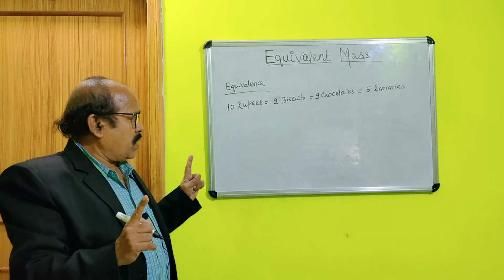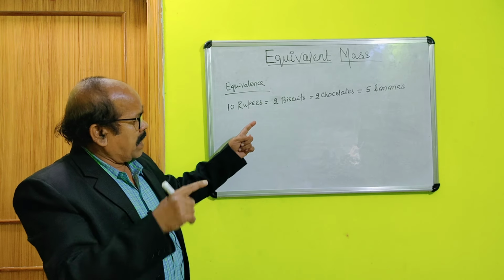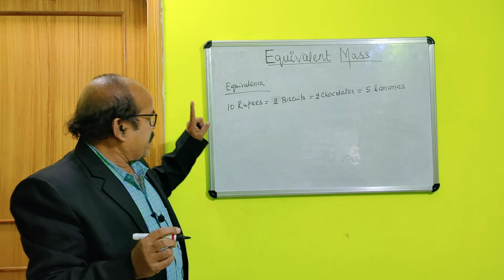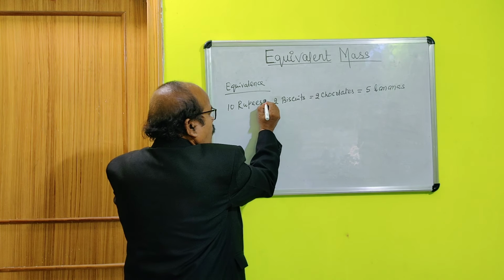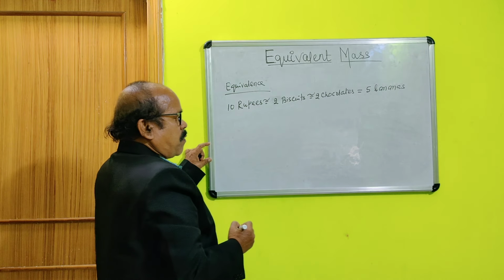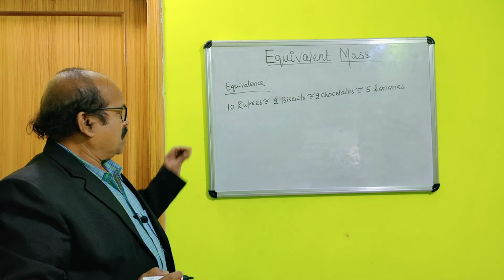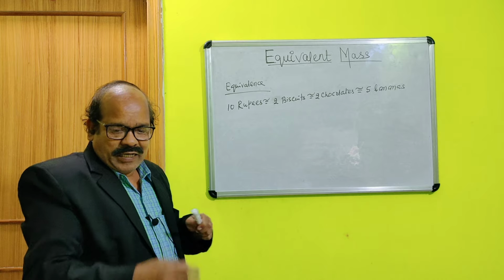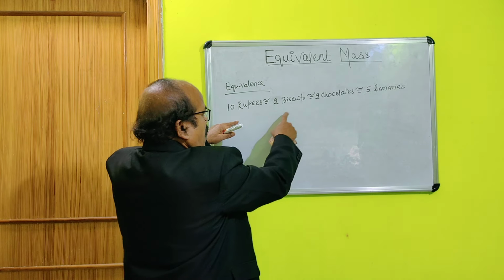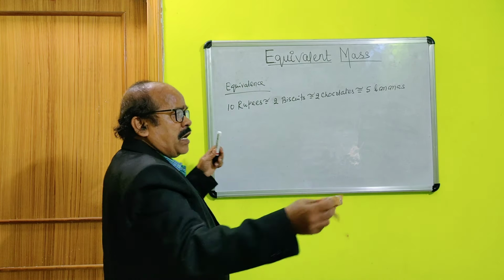So with 10 rupees, either you can get 2 biscuits, or 2 chocolates, or 5 bananas. This means 10 rupees is equivalent to 2 biscuits, is equivalent to 2 chocolates, is equivalent to 5 bananas. This is how we define the term equivalence. Now, this means rupees cannot be equal to biscuits. Biscuits cannot be equal to chocolates, but it is equivalent to.